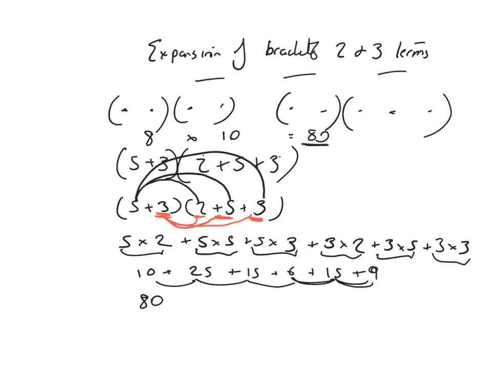Now that technique is as follows. You get the first term in the first bracket, you multiply it by the first term in the second bracket, and then you add together the result of multiplying the first term by the second term, and then the first term by the third term. Then you go to the second term in the first bracket, you multiply that with the first term in the second bracket, and then you add and multiply together the second term by the second term in the second bracket, and then finally the second term by the third term, and then you just add everything up and you'll get the same result, which is 80.